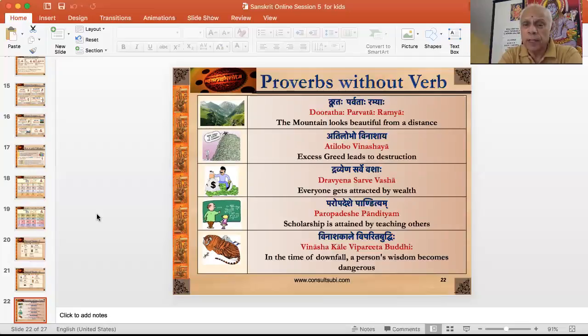Paropadeshe panditya. Para upadeshe means to teach others. Panditiam is scholarship or knowledge. You gain scholarship by teaching others. Vinashakale viparita buddhihi. Two words only, but if you translate in English, it means at the time of downfall, a person's wisdom becomes perverse. Viparita buddhihi. See, they're all nice proverbs, but there is no verb. That's the beauty of Sanskrit.